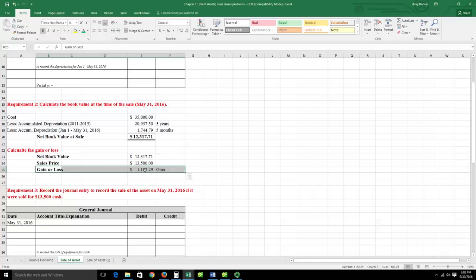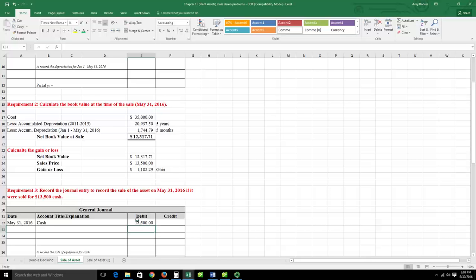And your problem might not be a gain, it might be a loss. You might have a lesser sales price than you have for book value, in which case you would have a loss here. All right, then the next part asks you to record the journal entry at May 31st to record this sale. So again, the very first item that I would always record on the sale of an asset is the cash that you received. And we know that we received $13,500 cash. Cash is an asset. It's increasing. Our bank account is going to be going up. So anytime you want to increase an asset, that has to be debited.